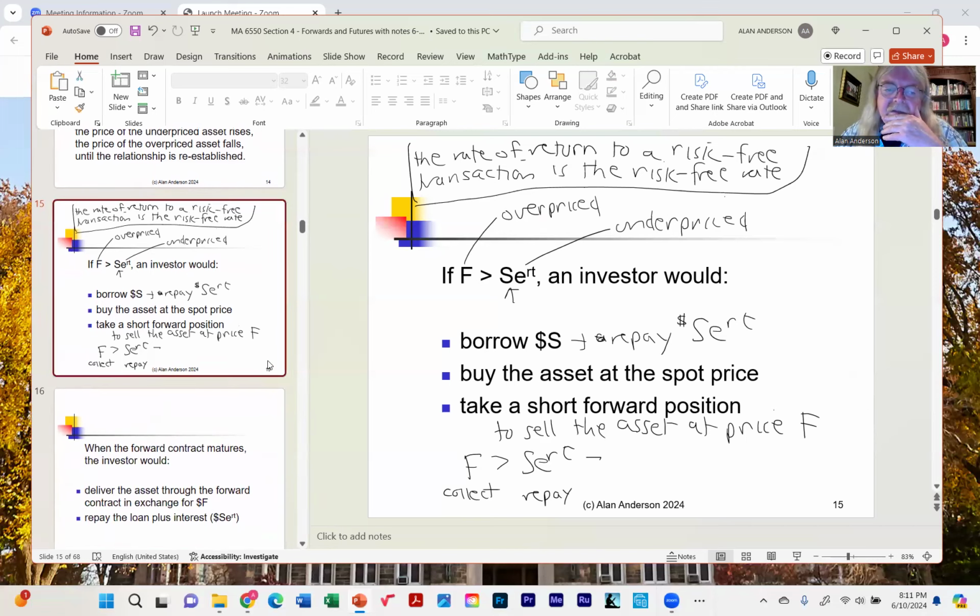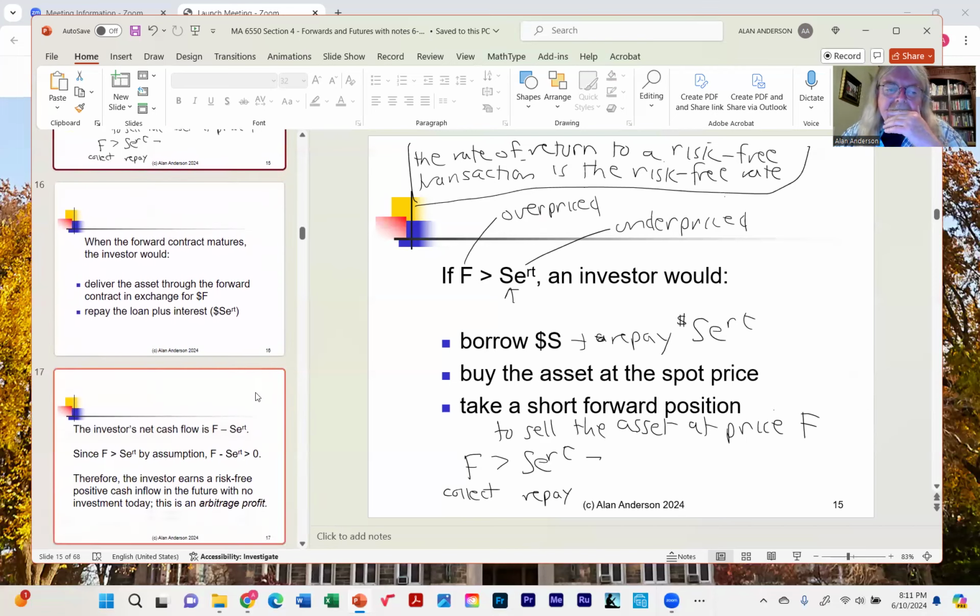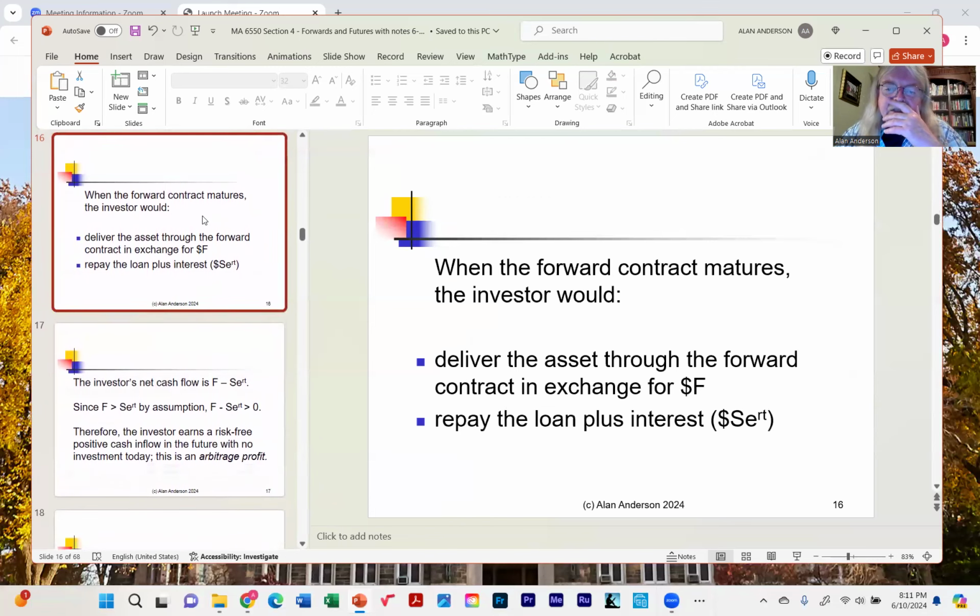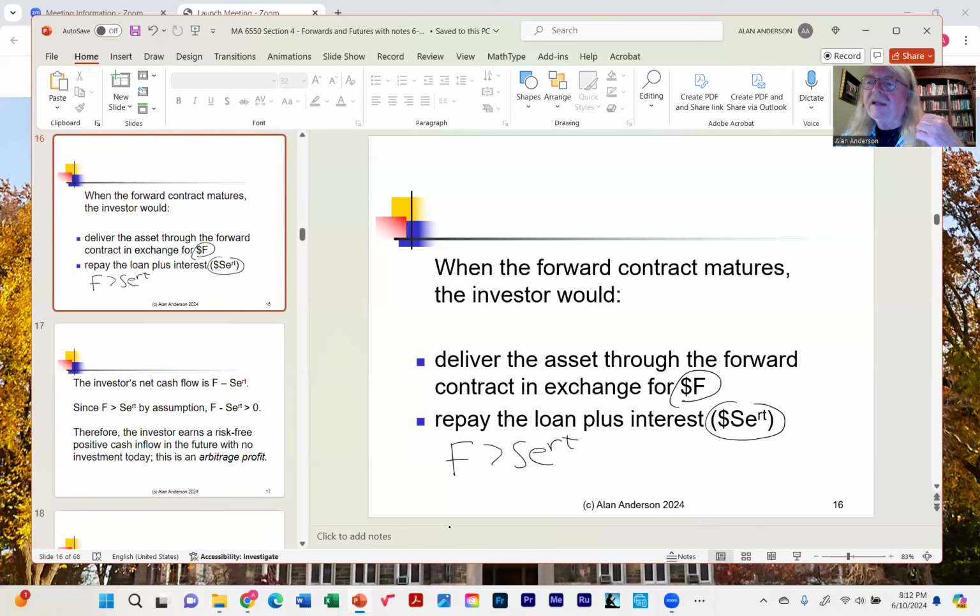Now, what if we have the opposite scenario? And by the way, here's the explanation. When the contract matures, we deliver the asset and receive F, and then we repay the loan. Fine. But remember, we're assuming that F is greater than Se^(rT). So the amount that we collect is greater than the amount that we repay.